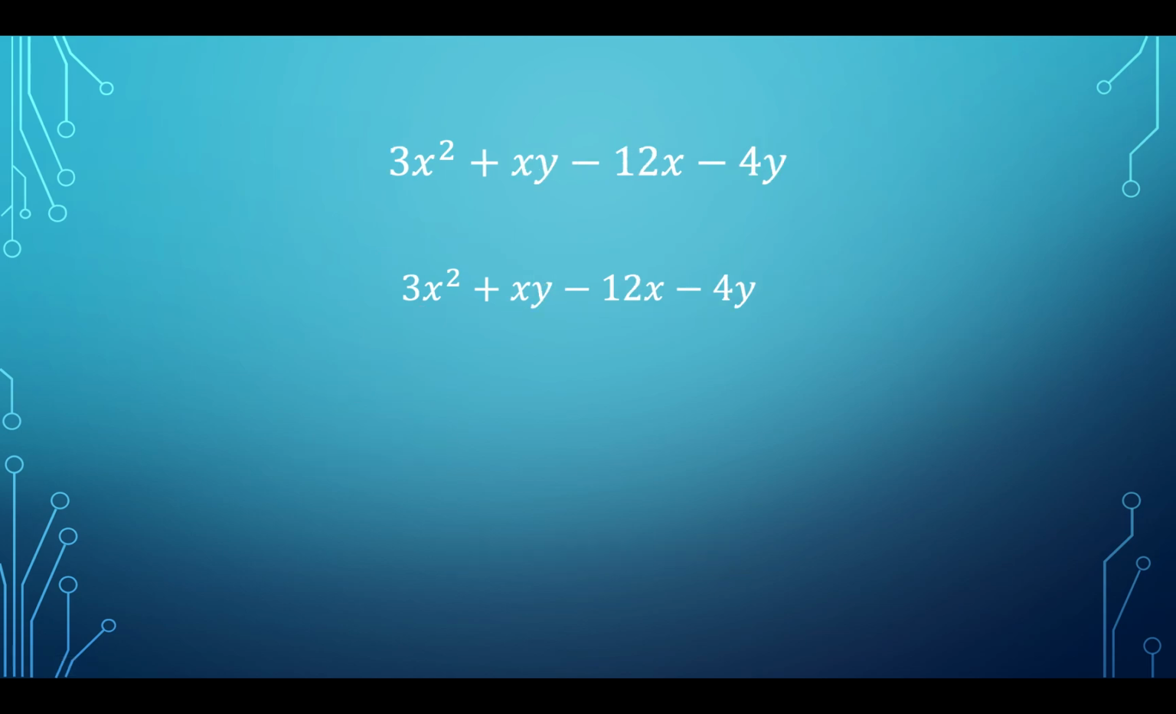Let's try this one. 3x squared plus xy minus 12x minus 4y. Okay, same thing. Let's separate them, group them together. So we have 3x squared plus xy in one group, and then we have minus 12x minus 4y in the other group. Let's find the greatest common factor for the pink box. The greatest common factor between 3x squared and xy is x. And then for the white box, let's find the greatest common factor between negative 12x and negative 4y. The greatest common factor is negative 4.